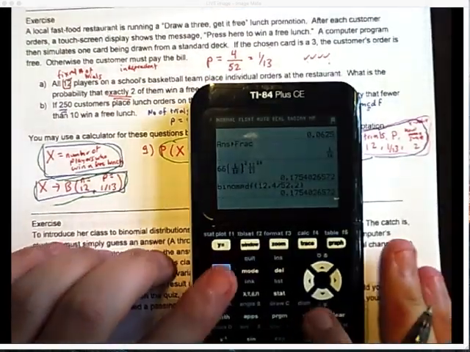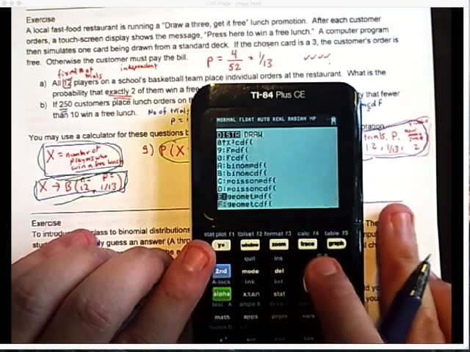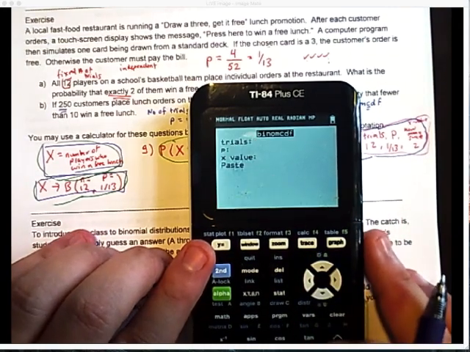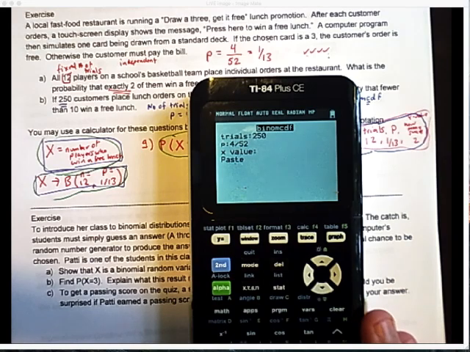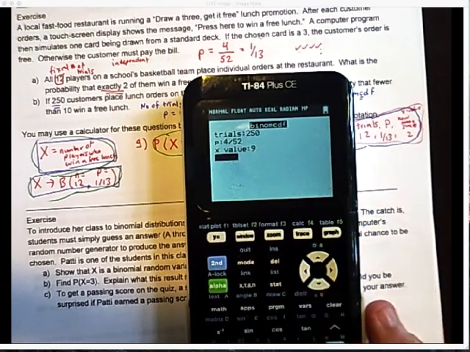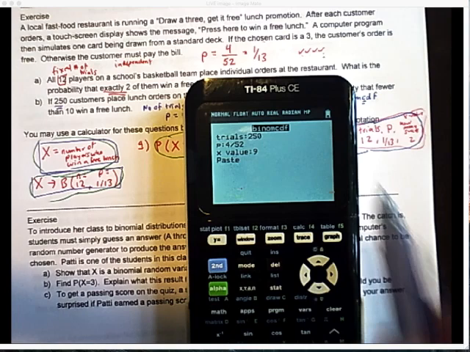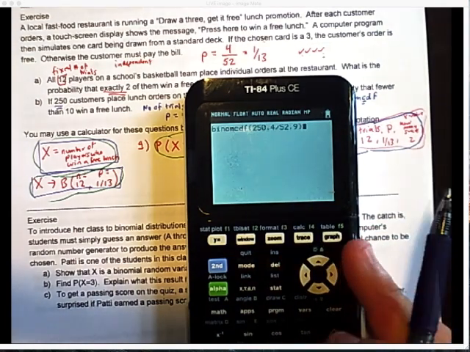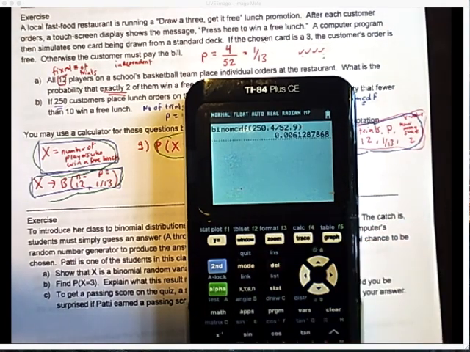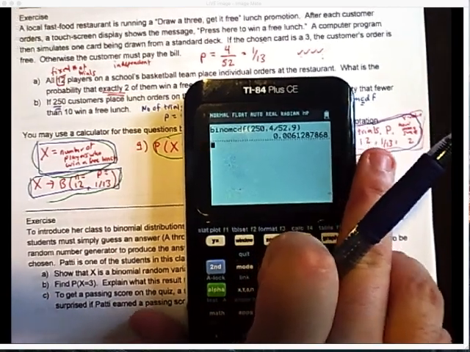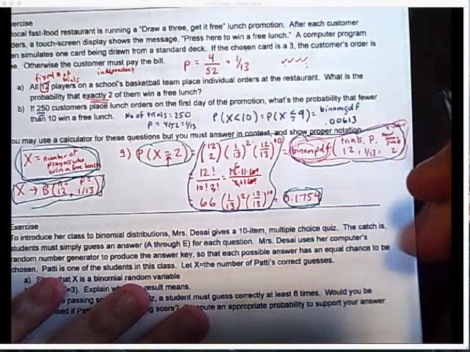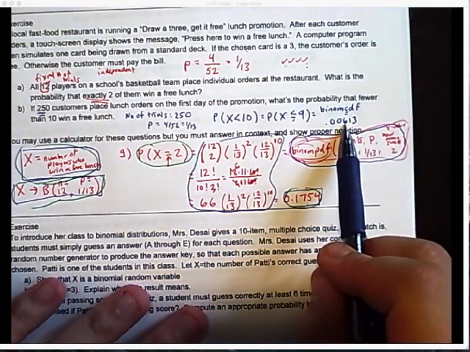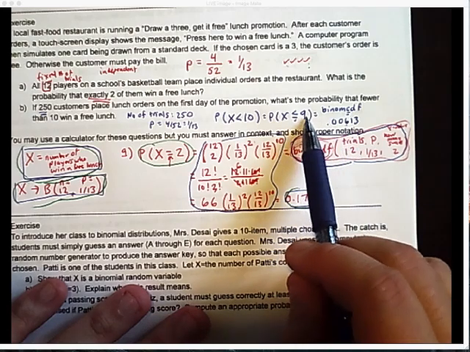All right, so if I go under my distributions menu to binom CDF, which is cumulative, I have 250 trials. The chance that I'm going to win is 4 out of 52, and I want to put 9 in as my value because, again, it's cumulative. 0.00613. Okay, so there's like 0.6% chance that less than 9 people win.